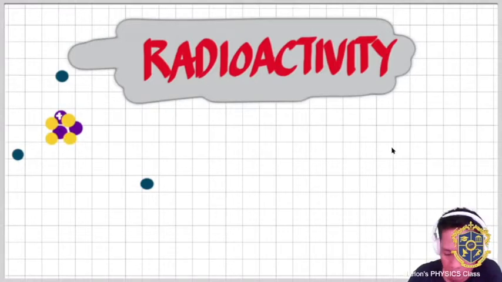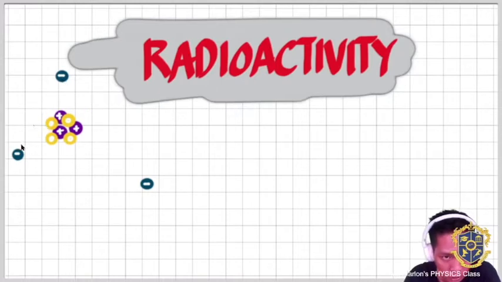These ones are charged positive. This must be protons. And here I'm putting 0, and those are the neutrons. And around that bunch of subatomic particles, we can find these other particles. We call those electrons.